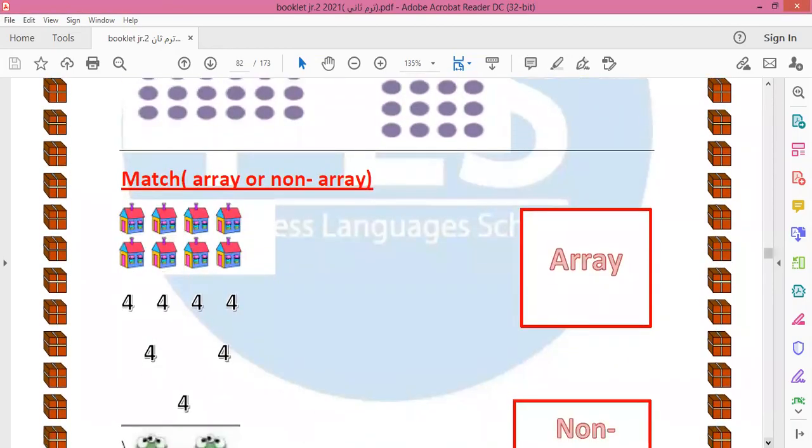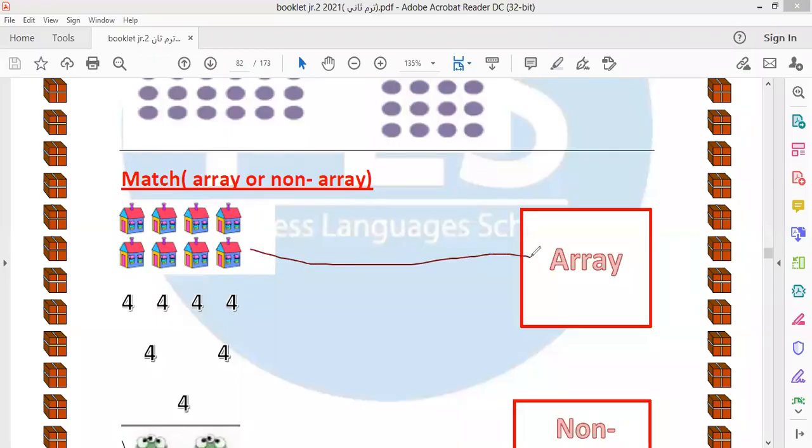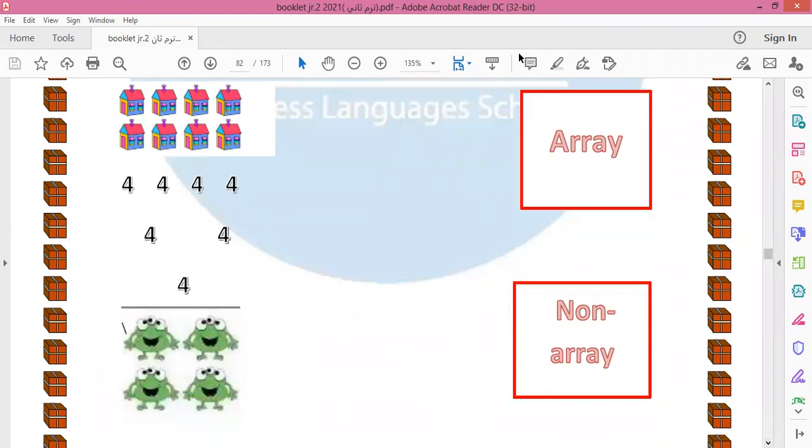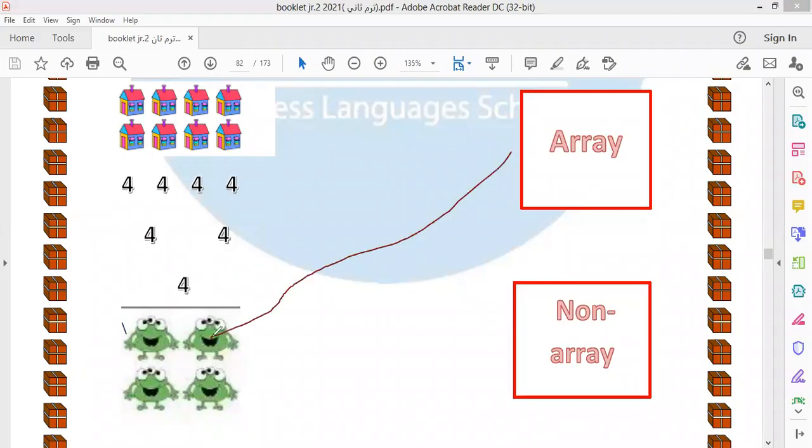Look here, match array or non-array. Look at the first one. This is what? Array, excellent. The second one, we have here gaps, so we choose non-array. And the third one, array, excellent. Okay.